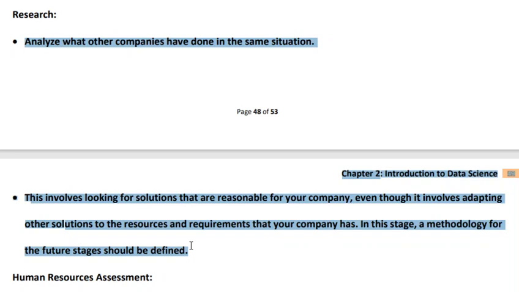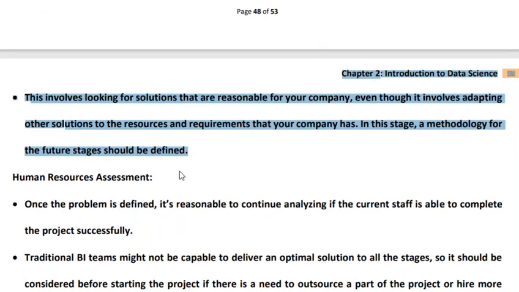So research is very much important, because we need to know what possible types of solutions may be initiated for a given problem. This involves looking for solutions that are reasonable for your company, even though it includes adapting other solutions in terms of the resources and requirements that it has. Here we determine what benefit or gain the solution is capable of bringing to your organization.